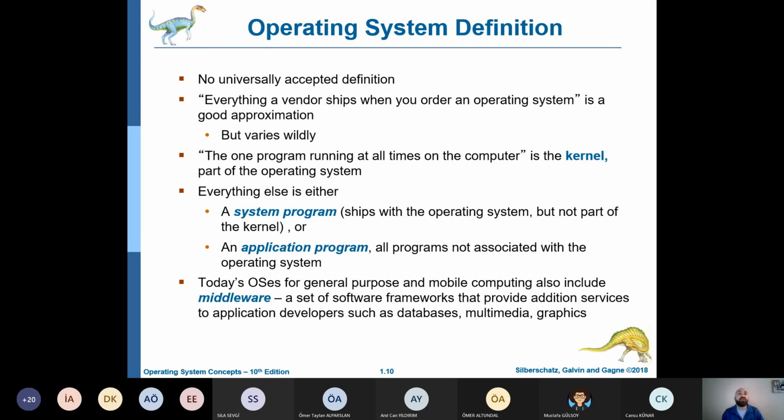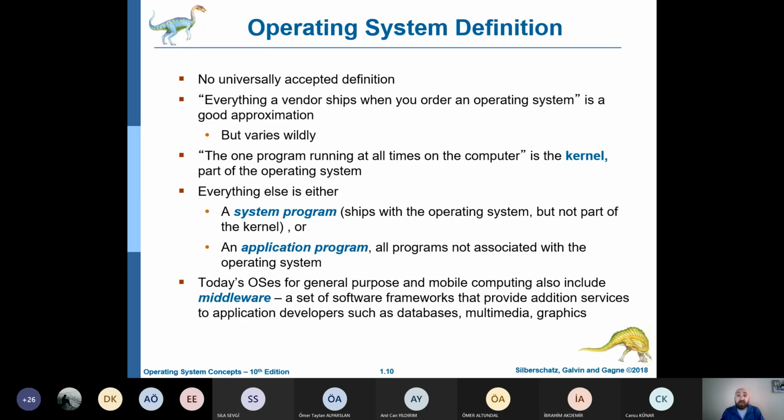Or let's assume that you installed a Linux distribution on your computer. When you install that distribution, some programs are installed on your computer, and you can define that package as a whole as an operating system. But as you can guess, different operating systems provide different functionalities when you make a fresh install. So, okay, we can use that definition, but it's not a very good definition.